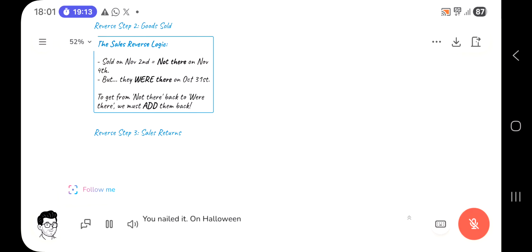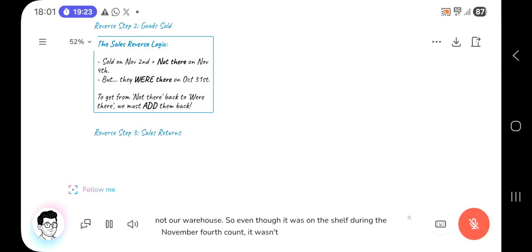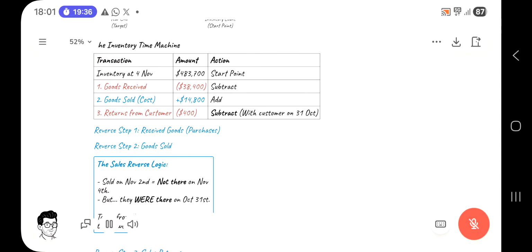You nailed it. On Halloween night, that box was in the customer's hands, not our warehouse. So even though it was on the shelf during the November 4th count, it wasn't there on October 31st. The 400 comes from the cost mentioned in point 3 of your materials.